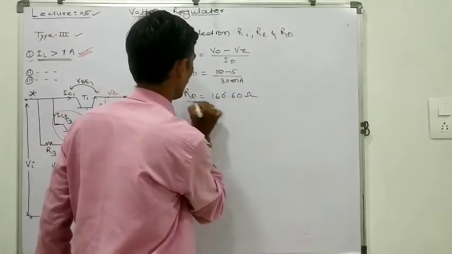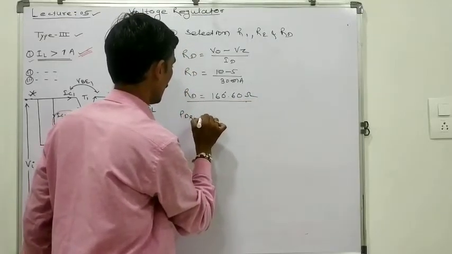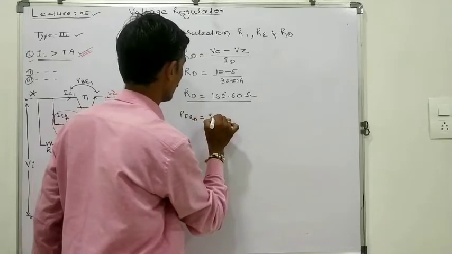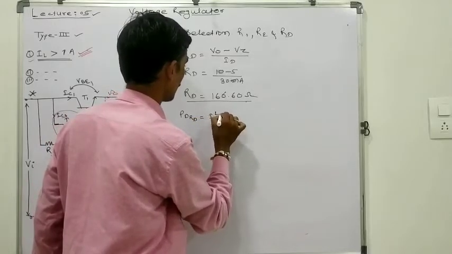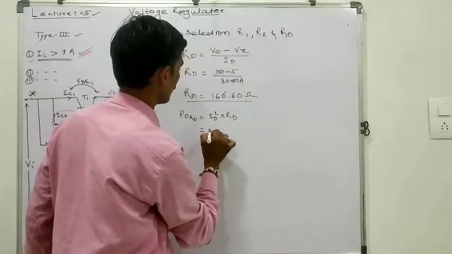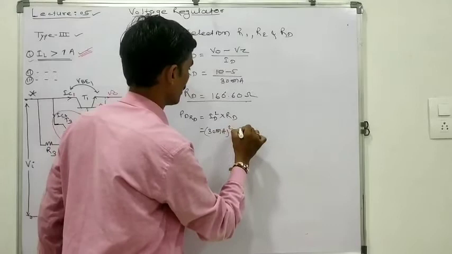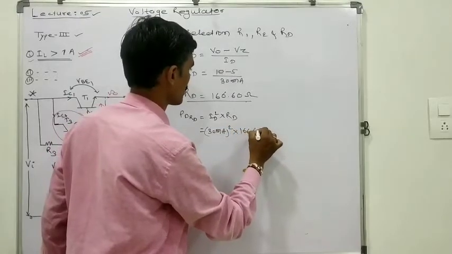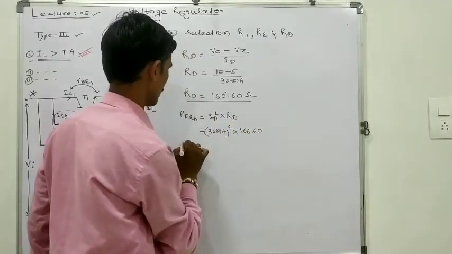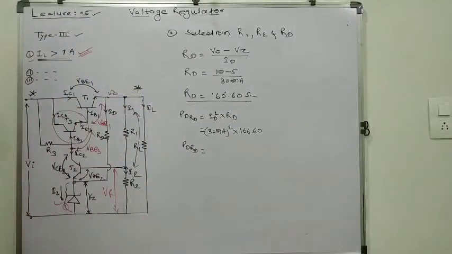So power dissipation across RD is equal to ID square multiplied by RD. So 30 milliampere square multiplied by 166.60. This is the formula for power dissipation across RD. So it is equal to 150 milliwatt.